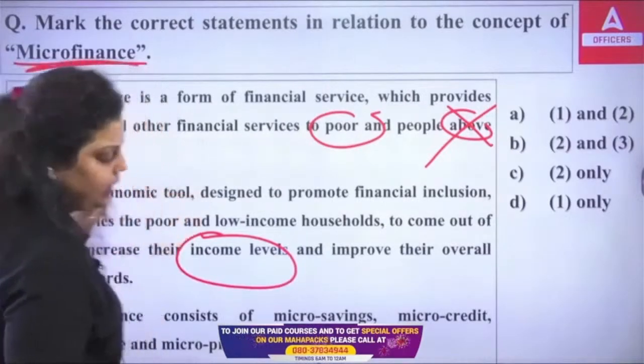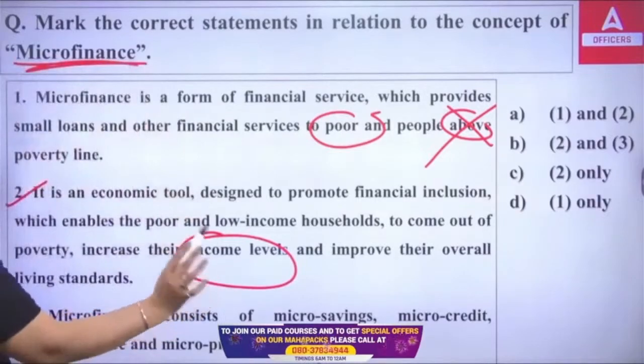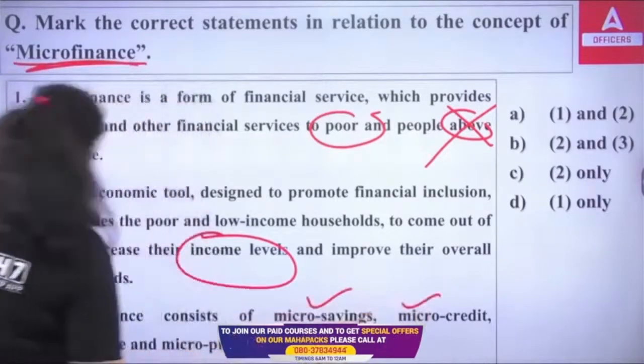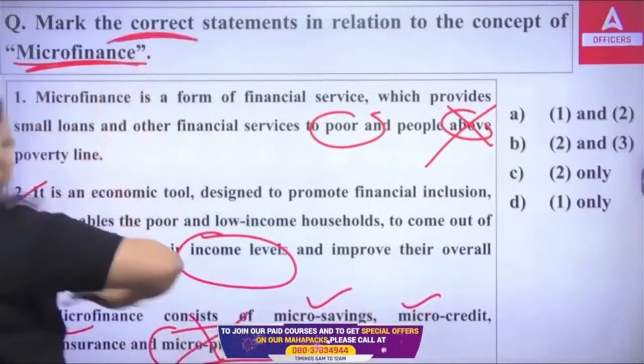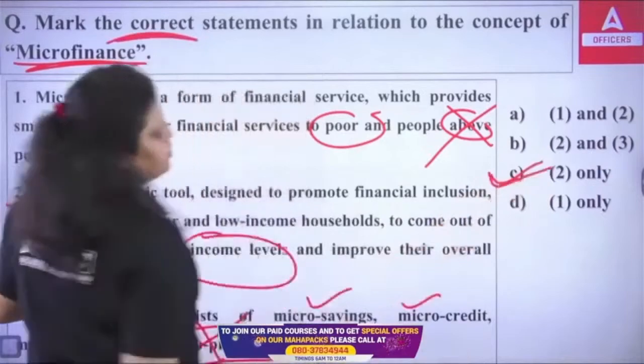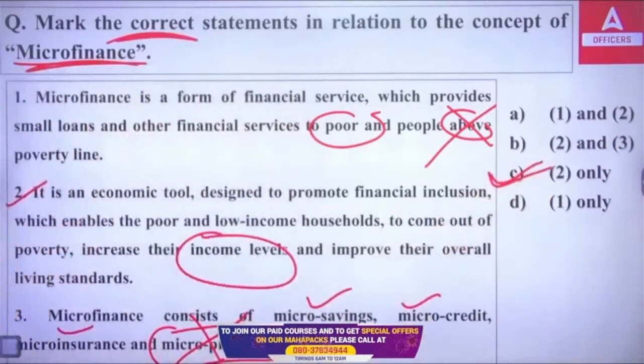Okay, now next. Microfinance consists of micro savings, correct. Micro credit, correct. Micro insurance, correct. But what about micro promotion? No. So the only correct statement is the second option. It means the right option will be C. The right option will be your C option.